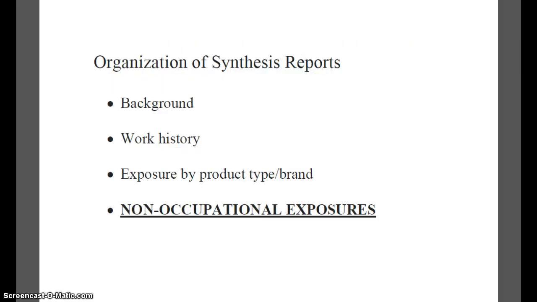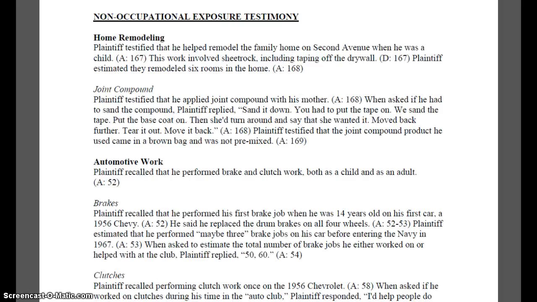The last section is where we capture testimony from a variety of non-occupational exposures. This can be secondary exposure from another person living in the same home, say a wife who did her husband's laundry, or a son whose father picked him up from school while still wearing his work clothing. Other typical non-occupational exposures include personal automotive work and home renovations. In this case, the plaintiff did some home remodeling work using joint compound, as well as automotive work involving brakes and clutches.